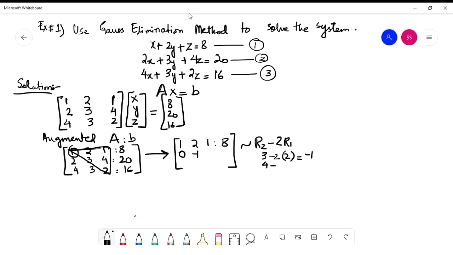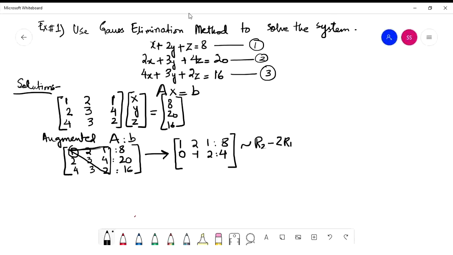And then 4 minus 2 into 1, so 4 minus 2 is 2. Again, this is the change in the constant vector: 20 minus 2 into 8, so 20 minus 16 is 4. Now within this step you can also calculate the next row operation, but I am writing it here.